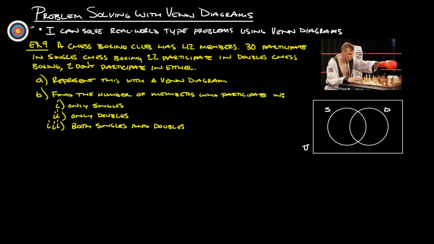Example number 9 here. A chess boxing club has 42 members. 30 participate in singles chess boxing and 22 participate in doubles chess boxing. 2 don't participate in either. Represent this with a Venn diagram.